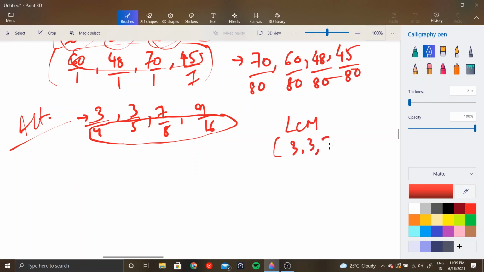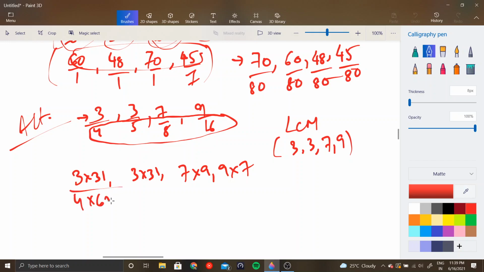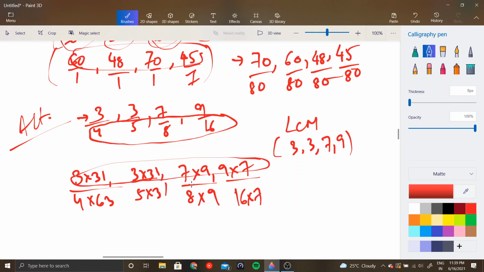You need to find the LCM of the numerators. So once you find the LCM of the numerators, suppose it comes to something like 63. So 3 into 21 and then 3 into 21 and then 7 into 9 and 9 into 7. So they are 63. So this will be 4 into 63, this will be 5 into 63, this will be 8 into 63, and this will be 16 into 63, right? You're basically making the numerators equal. What will happen in this case?